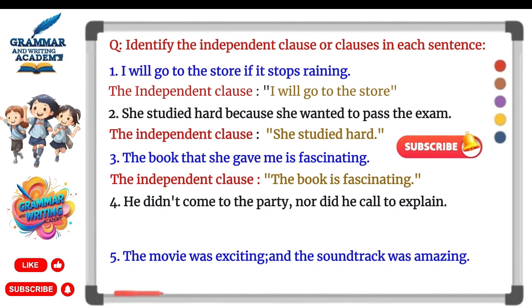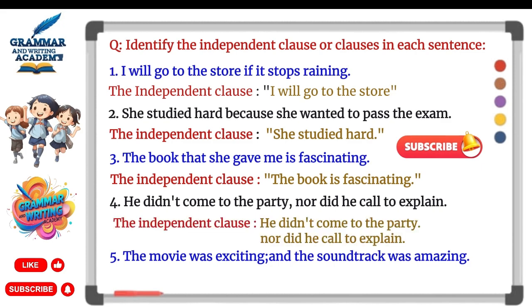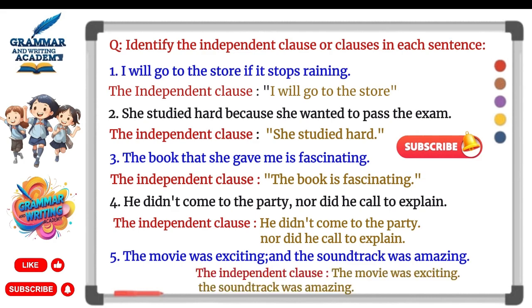4. He didn't come to the party, nor did he call to explain. The independent clauses are he didn't come to the party, and nor did he call to explain. With the comma and the coordinating conjunction nor, we have 2 independent clauses. 5. The movie was exciting; the soundtrack was amazing. The independent clauses are the movie was exciting and the soundtrack was amazing. With the semicolon that replaces the comma and the coordinating conjunction and, we have 2 independent clauses.